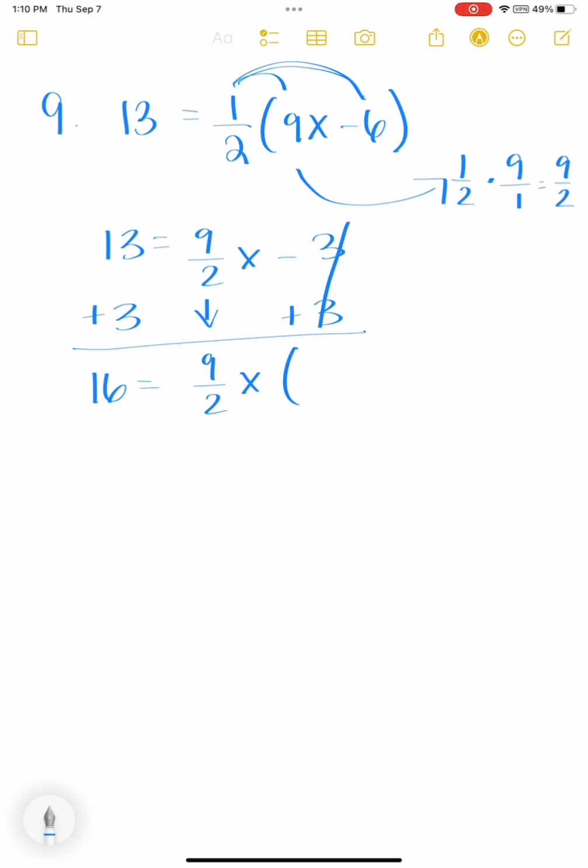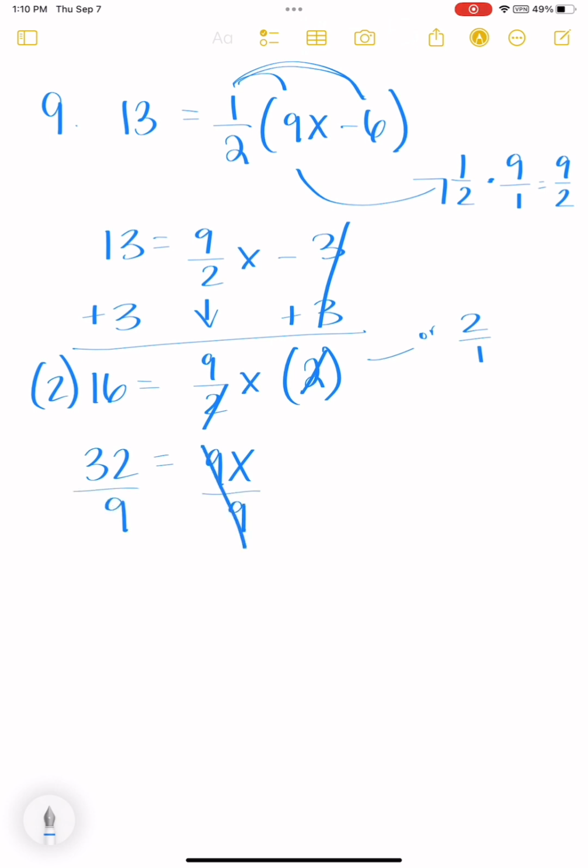Alright, x is not by itself yet, so we're going to have to use the reciprocal, which is going to be 2, or 2 over 1. And we're going to multiply both sides by the reciprocal. Those 2's are going to cancel out, so all you're left with is 9x equals 16 times 2, which is 32. Then we're going to divide by 9 to get x by itself. Cancel those 9's out, and you're left with 32 over 9.